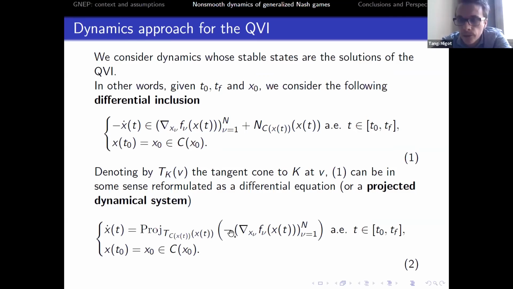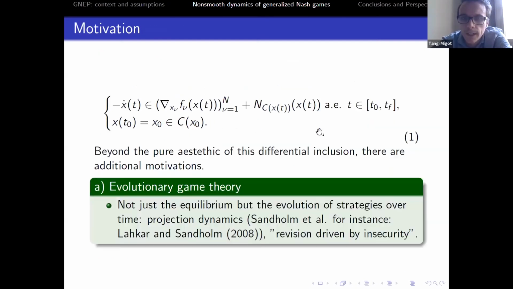And even so, as I said before, even though that's a differential equation now, the right-hand side will not be Lipschitz continuous, so the solution will not be C1. Great, so now we have this family of dynamical systems, and maybe I should motivate this a bit further. So apart from the fact that that's a beautiful equation, mainly I have two strong motivations to study this.